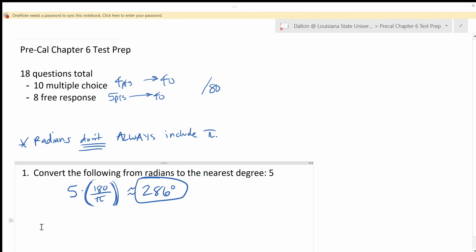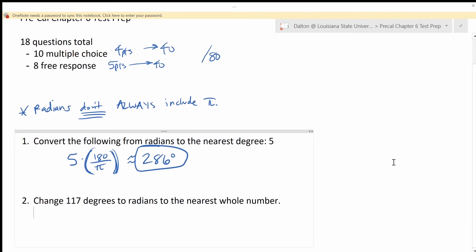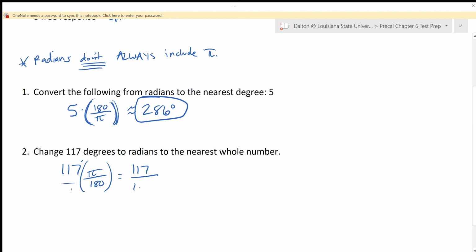Another example that seemed to cause some confusion was if I asked you to change 117 degrees to radians to the nearest whole number. So this is going backwards. I'm giving you degrees now, and I want you to convert it to radians. Instead of multiplying by 180 over pi, we're going to multiply 117 degrees by pi over 180. If you put this over 1, we multiply straight across, so that's 117 pi over 180. If you reduce this in your calculator, you'd get 13 pi over 20.